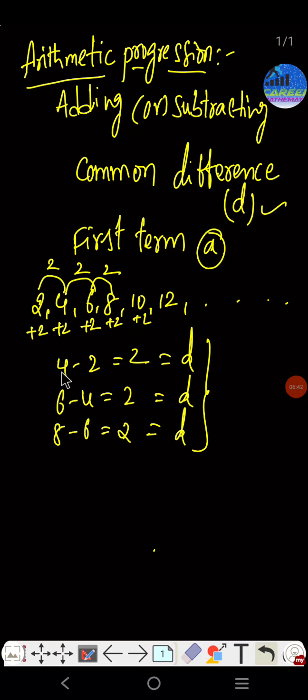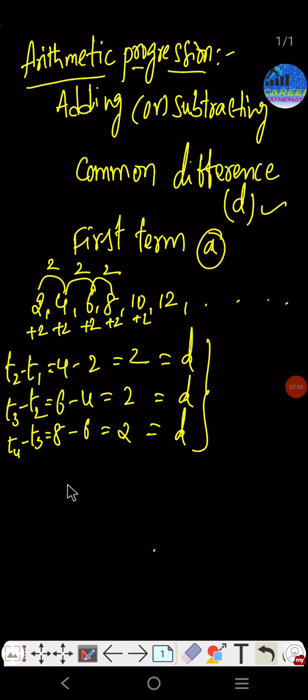And one more, here 4 minus 2: 4 is called the second term and 2 is called the first term here, and that is T2 minus T1, second term minus first term. And here 6 minus 4, T3 minus T2, third term minus second term. Similarly 8 minus 6, T4 minus T3.